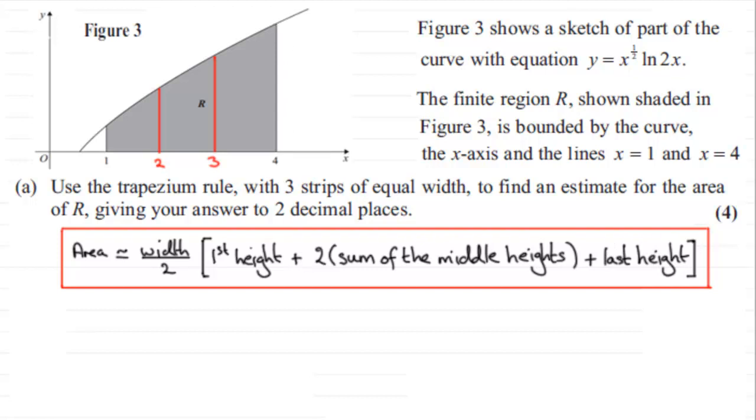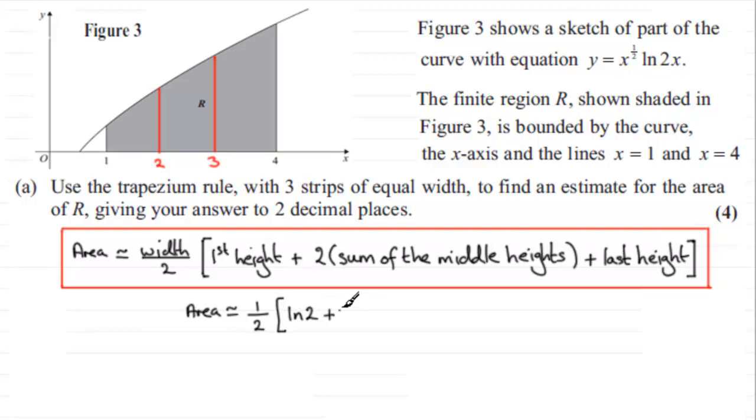Alright? So if we apply that rule then, what we're going to have is that the area, let's just put it here, is going to be approximately then the width of the strip divided by 2. Well, the width, as I say, is going to be 1 unit, and we divide that by 2. Then I'm going to put a big square bracket here, and we've got the first height. Well, the first height is the one where x is 1, and we just substitute x is 1 into the equation of the curve. And when x is 1, you're going to get 1 to the power half. Well, that means the square root of 1, which is 1, multiplied by the natural log of 2 times 1. So really this is just going to be the natural log of 2. I won't bother working that out as a decimal, it just takes too long. Okay, we can do that at the end.